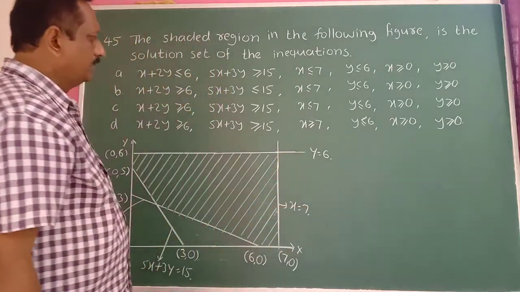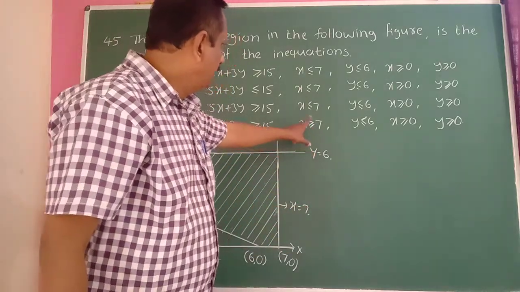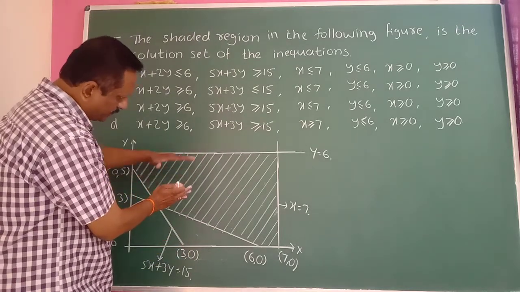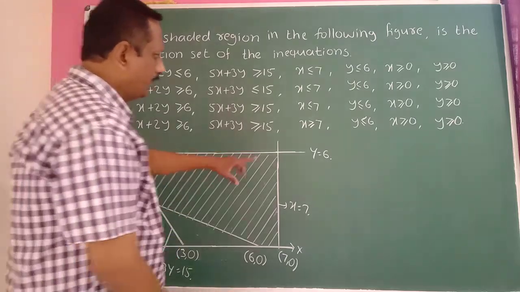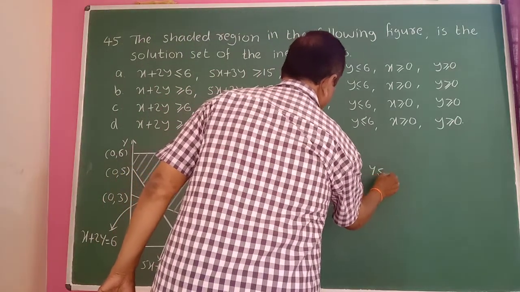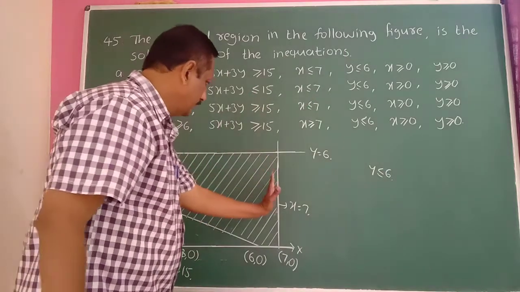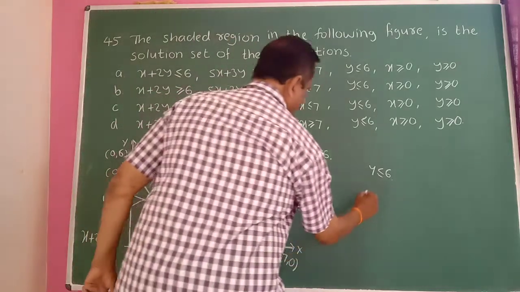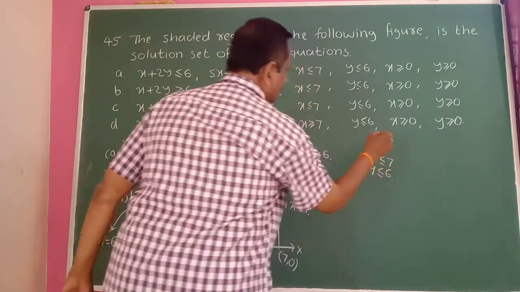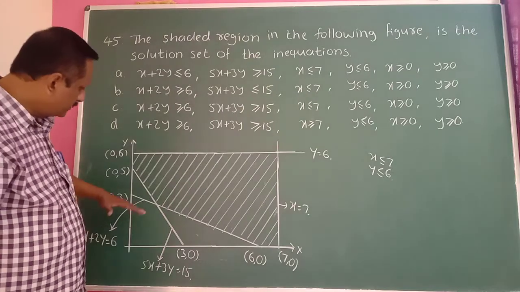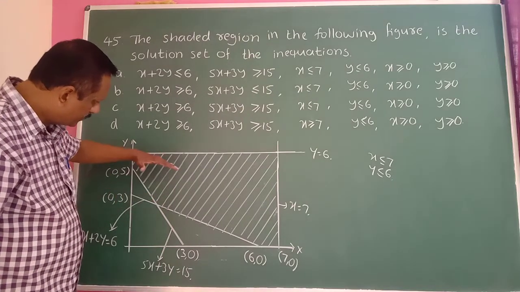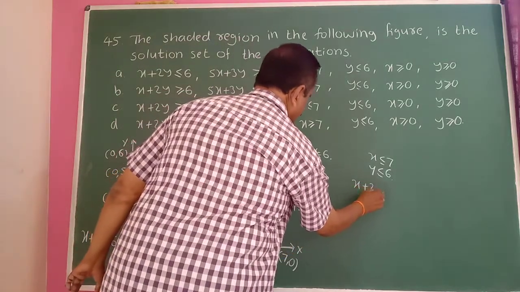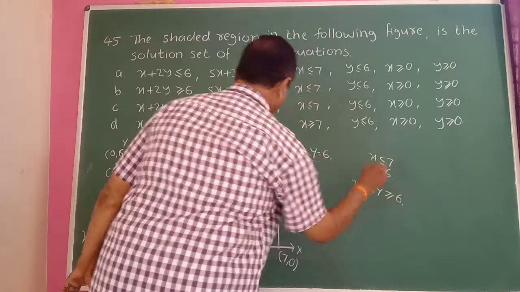In this case, for y equal to 6 the line shading is below, so y is less than or equal to 6. For x equal to 7 the shading is this side, so x is less than or equal to 7. And for this line the shading is above, meaning greater than, so x plus 2y is greater than or equal to 6.